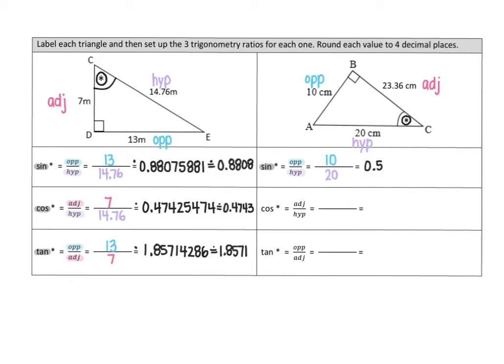Our cosine of theta will be equal to the adjacent of 23.36 over the hypotenuse of 20. And we'll evaluate this by doing top number divided by the bottom number. Now we can find our tan of theta, which will be equal to the opposite, or 10, divided by the adjacent, or 23.36. And again, dividing top number by bottom number. And then we will round each one of our values to 4 decimal places as instructed.